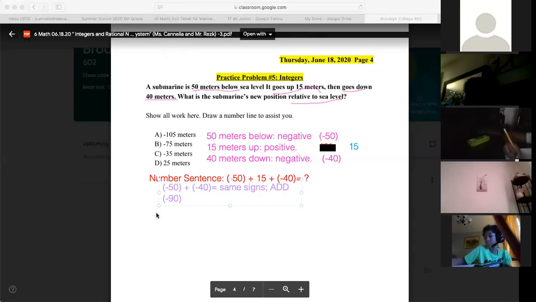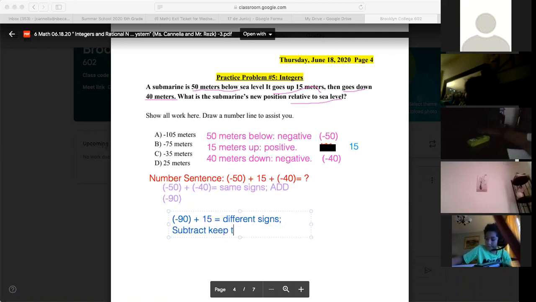Next, I'm going to do one more part, kid. You're doing awesome, Mr. Ulysses. All right. Now we got -90, and we have to add what number? 15. Okay. What do we do now? Talk to me about signs. Same or different? Different, so we have to subtract. Different signs means we subtract, and what do we do? Keep the higher sign. Yep.